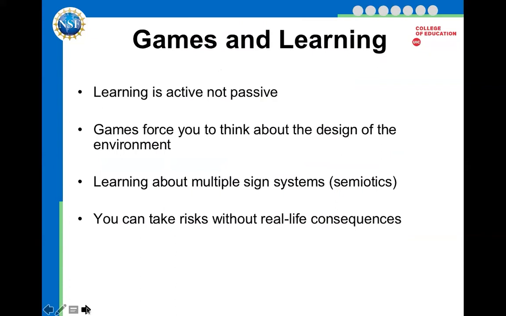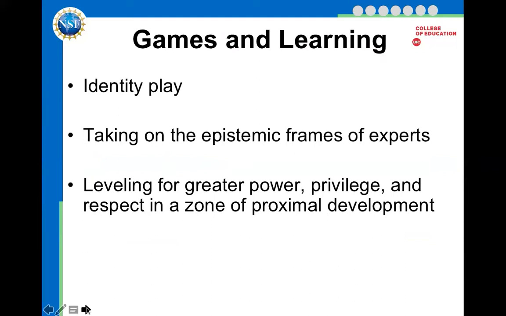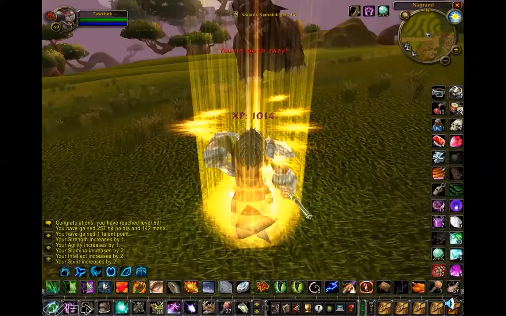So a couple more principles or ideas about games and learning. The first is that learning is active and not passive in a game environment. Games force the players, the people who inhabit the environment, to think about the design of the environment. They use multiple sign systems or semiotics, and the player learns to take risks without real life consequences. It involves identity play, taking on the epistemic frame of reference of experts, and leveling for greater power, privilege, and respect in a zone of proximal development. I'll explain those. But first, let's take a look at a couple popular games.